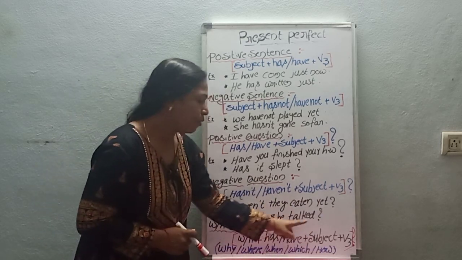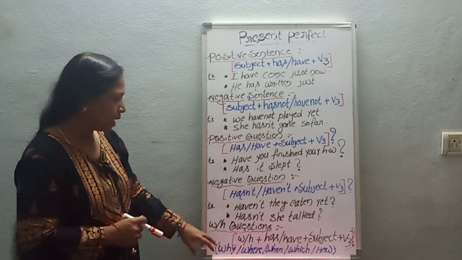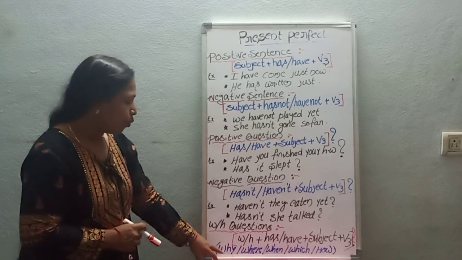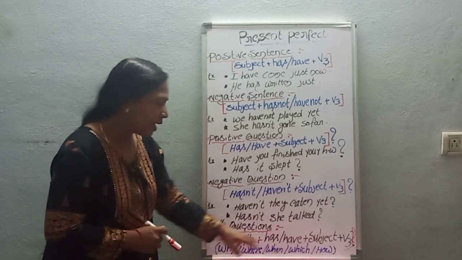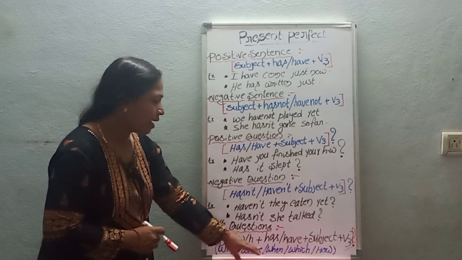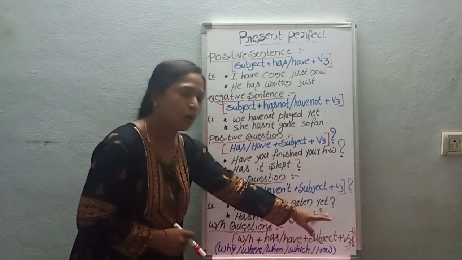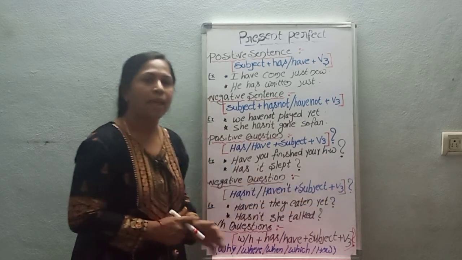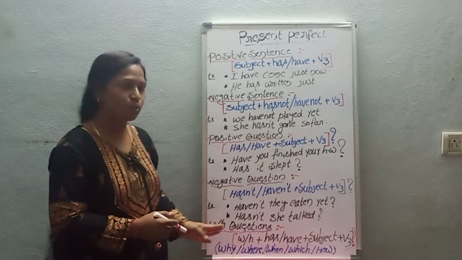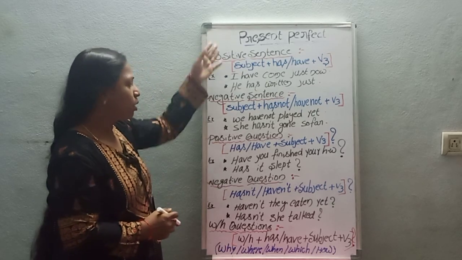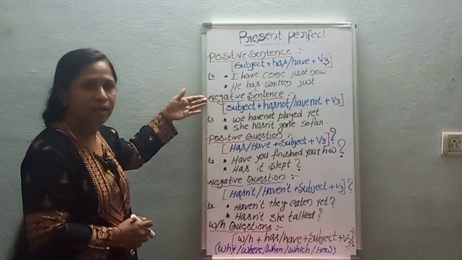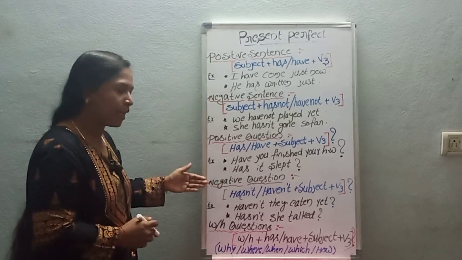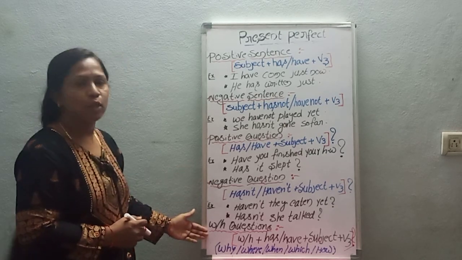How have you gone? Same like in singular. Why has he gone? Where has he gone? How has he gone? Like this you can frame the sentences by using WH forms. So these are all the positive and negative sentences and positive and negative questions and also WH questions.